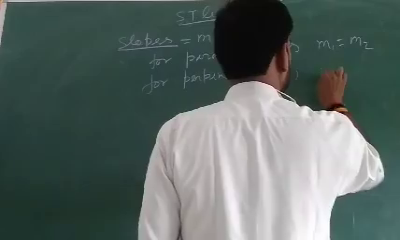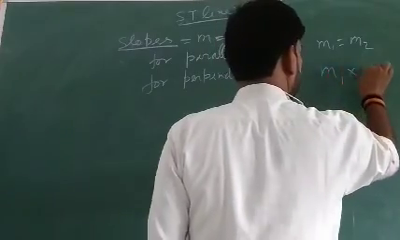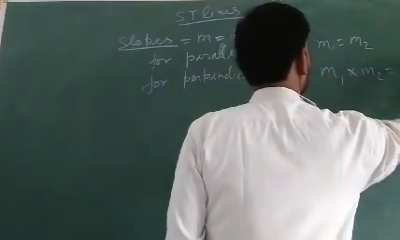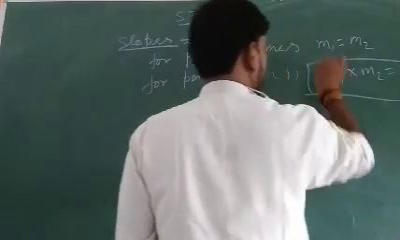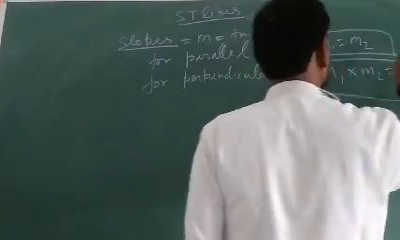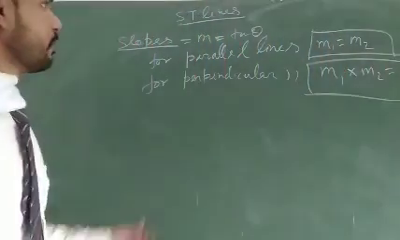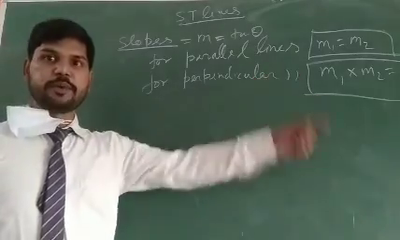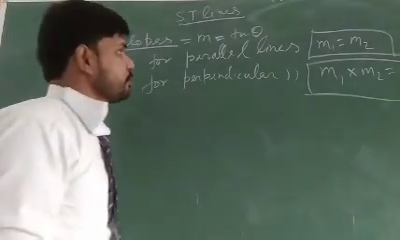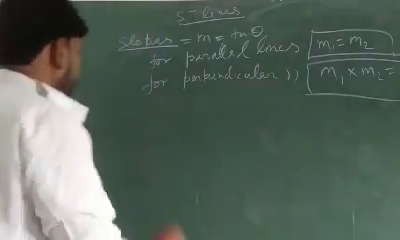Lines m1 into m2 equals to minus 1. For parallel lines m1 equals to m2, and for perpendicular lines m1 cross m2 equals to minus 1. Now you can have one more result.